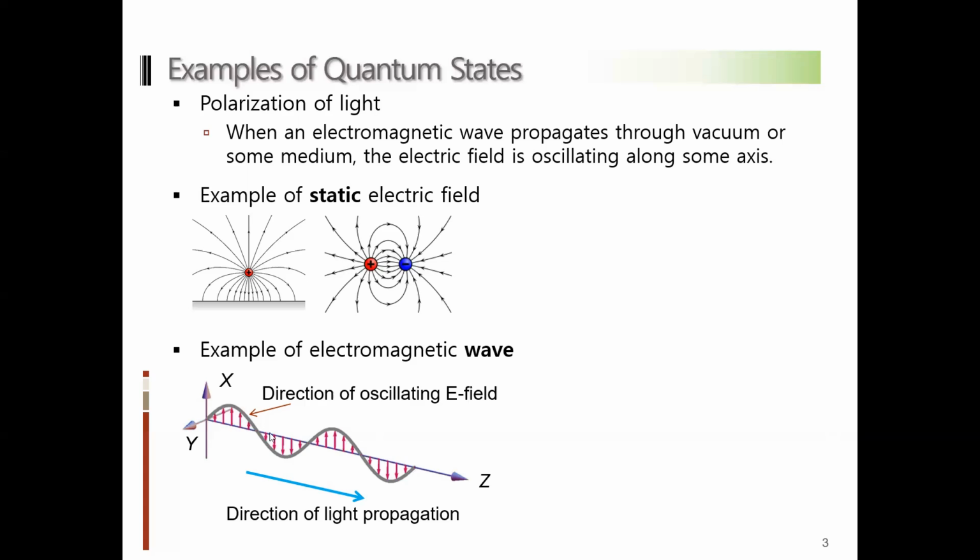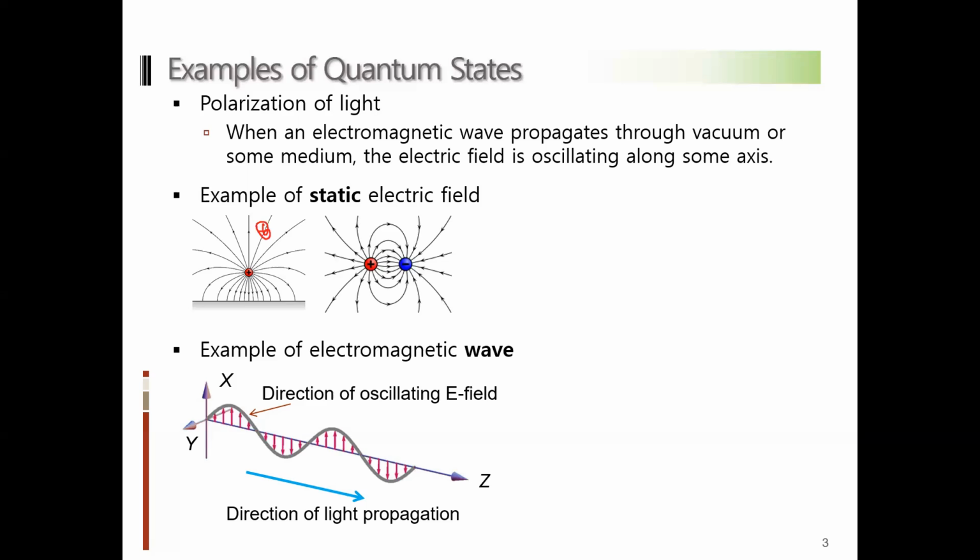So instead of considering the oscillating case, let me start with the case of the static electric field. You are familiar with the concept that if you have some charge, then from this charge you would have some kind of electric field emitting from this single point. And how did we find out this field? Well, the way we find it is by putting some test charge here.